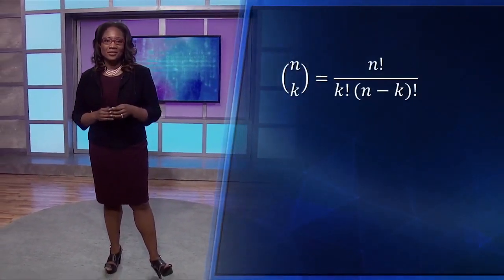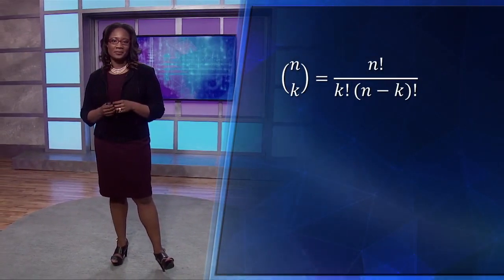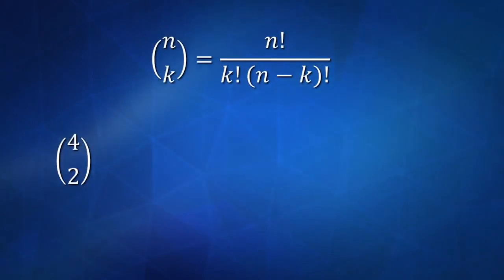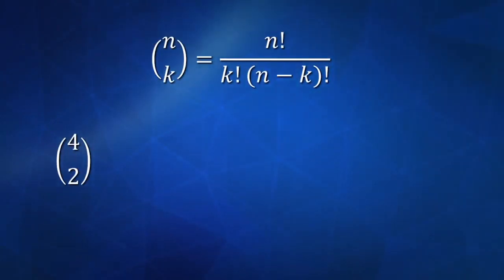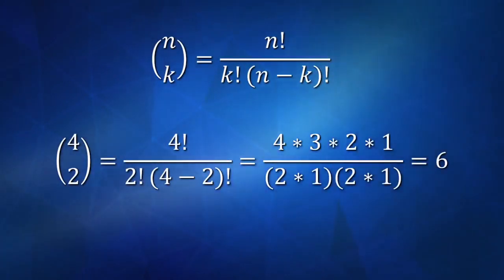Now, this interesting n over k in parentheses, we call that the number of ways to choose k items from a set of n items. We call that n choose k. It's defined as n factorial over k factorial times n minus k factorial. So for example, if I've got 4 items and I want to know how many ways I can pick 2 items out of those 4, I can plug it into this formula to get 6 ways.